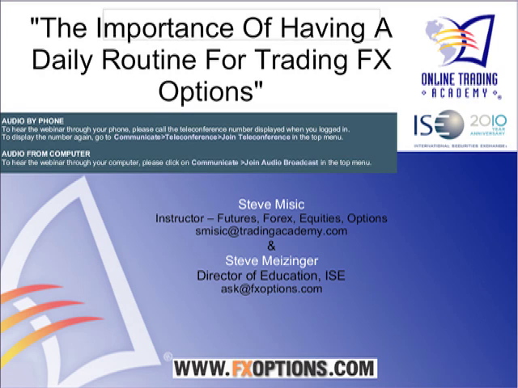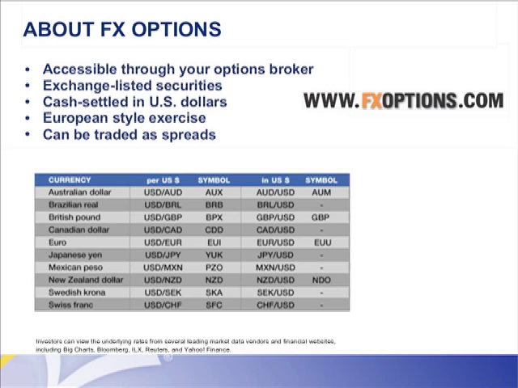Just want to give you a quick reminder about the currency options that we have here at the ISE. All you need is to have an account with an equity options broker. They are cash settled in US dollars. They're European style, and they can be traded as spreads. The symbols are right there on slide number 2. And if you want to use some of the tools, I'd urge you to do so. You can go to the great website called www.fxoptions.com.